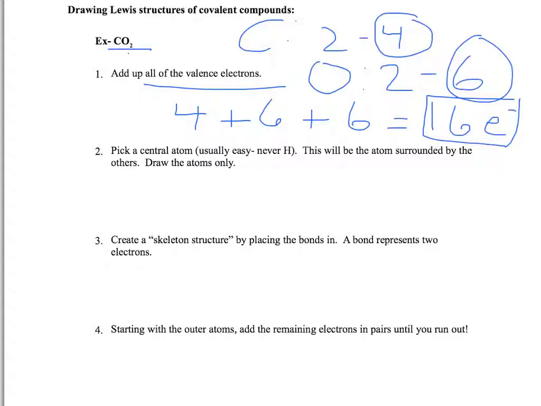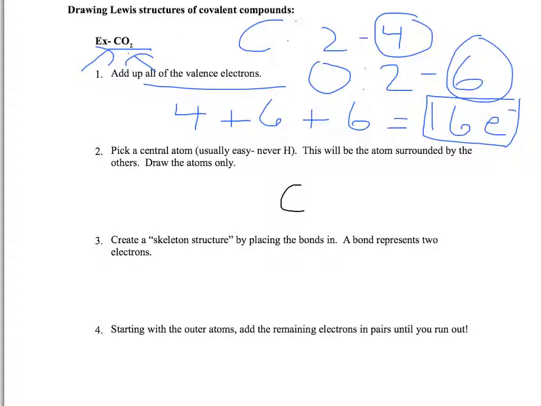The second step is going to be to pick a central atom. This is usually never hydrogen, and also you can usually tell because if there's 1 of something and 4 of something else, or 1 carbon and 2 oxygens, then your central atom is most likely the one with the least number of atoms. So here, since carbon likes to be the center of attention, let's draw carbon in the center.